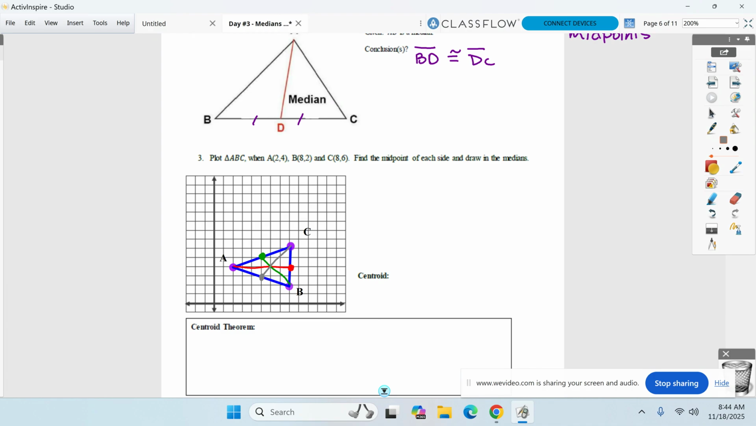All the medians intersect at a point called, anybody want to try that word? Lauren? Centroid. Centroid, yes. All the medians intersect at a point called the centroid. So the centroid is the intersection point of all three medians.